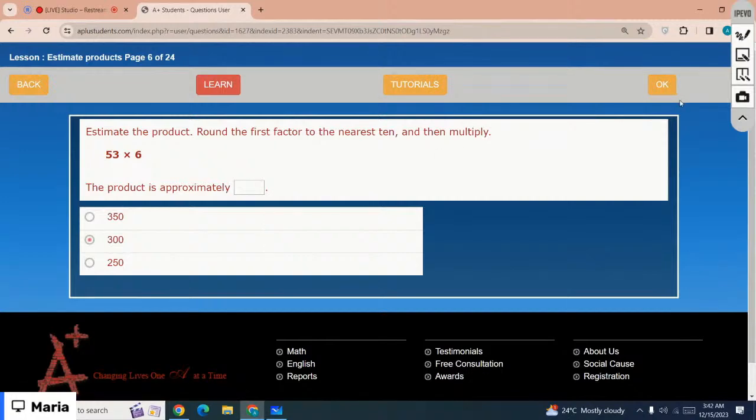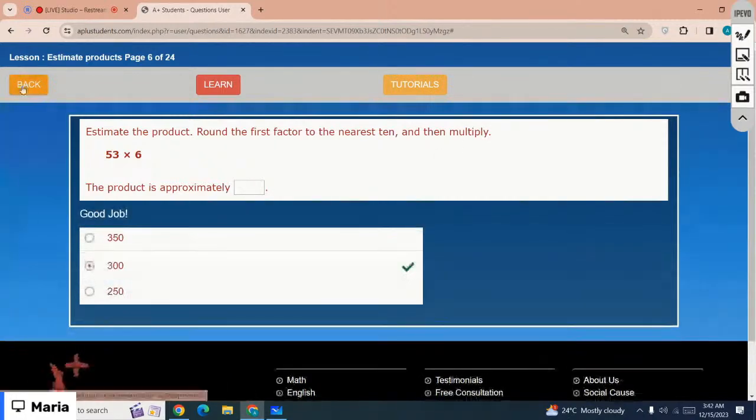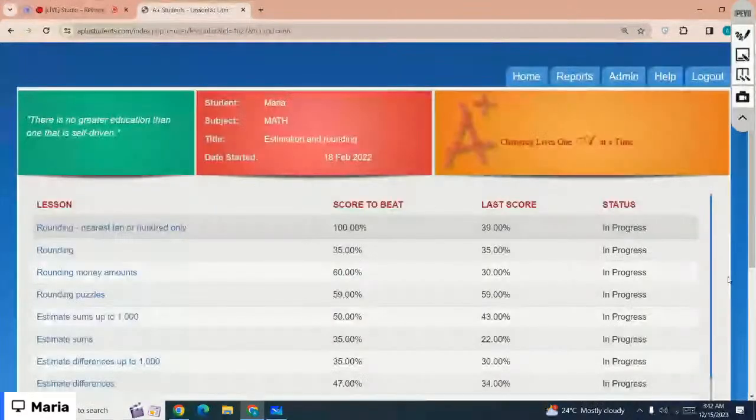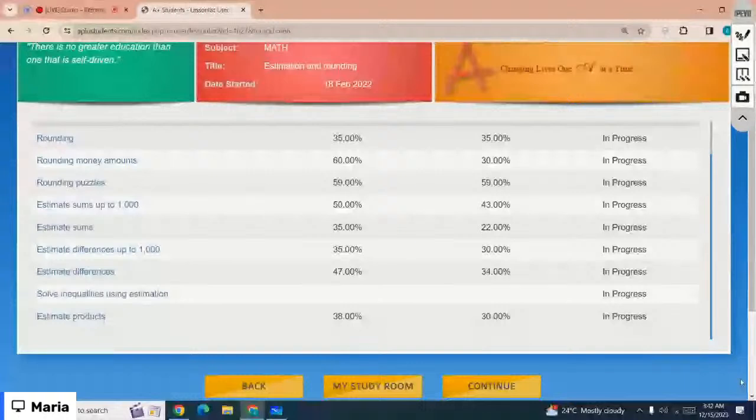Okay, you can complete the lesson by yourself later today. So we were working on grade 3 math. The chapter we're working on is estimation and rounding. The lessons we have covered today are estimate sums up to 1000, then estimate differences up to 1000, and the one we just did is estimate products.